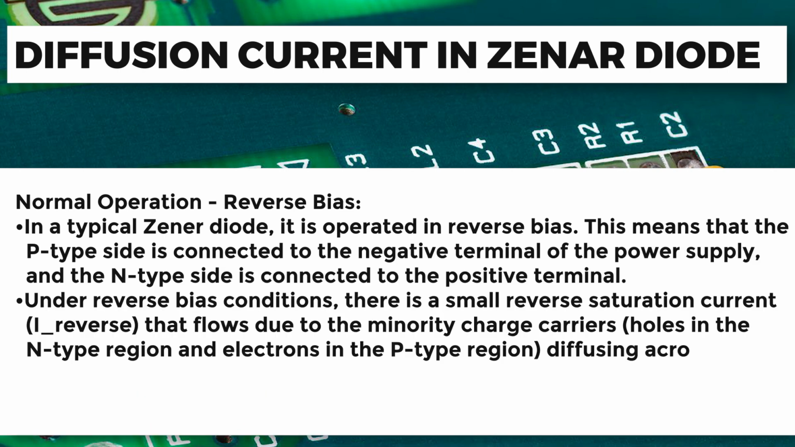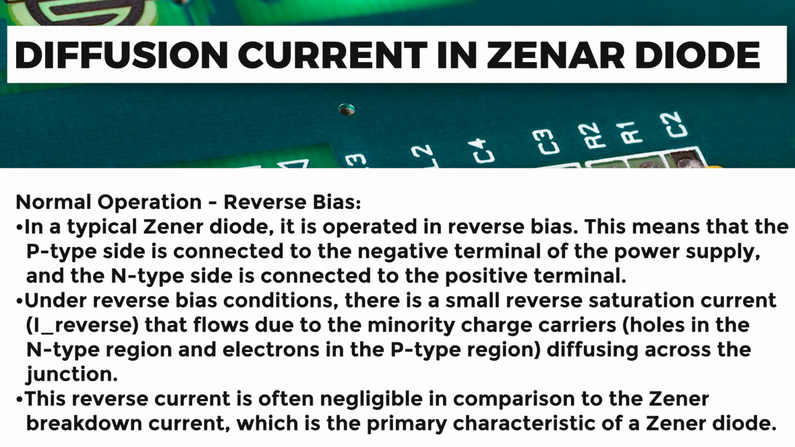First is the normal operation, when the Zener diode is working in reverse bias. In a typical Zener diode, it is operated in reverse bias. This means that the p-type side is connected to the negative terminal of the power supply, and the n-type side is connected to the positive terminal. Under reverse bias condition, there is a small reverse saturation current that flows due to the minority charge carriers.